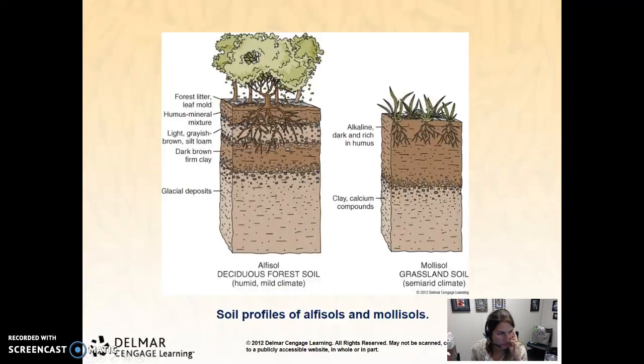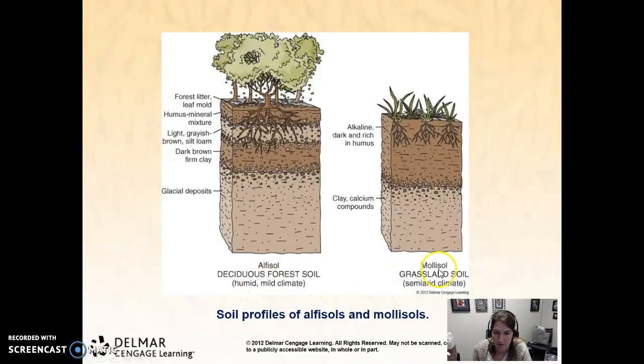All right. So these are soil profiles, as you can see. Glacial deposits are these little black dots. Okay, you have a dark brown firm clay, all right, a light grayish brown silt loam, and then humus material. Forest litter or leaf mold is up here because the leaves fall and they sit on top of the soil, and they actually can start to grow mold underneath them if it rains and the moisture has nowhere to go.